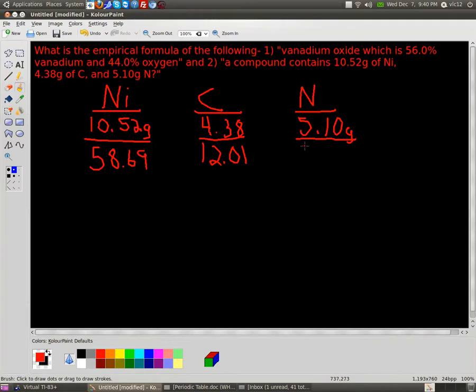Alright, 14.01. And that's grams of nitrogen, grams of carbon. It's actually their molar mass, so that's actually grams per mole, and this is grams. Alright, so let's punch them into a calculator.